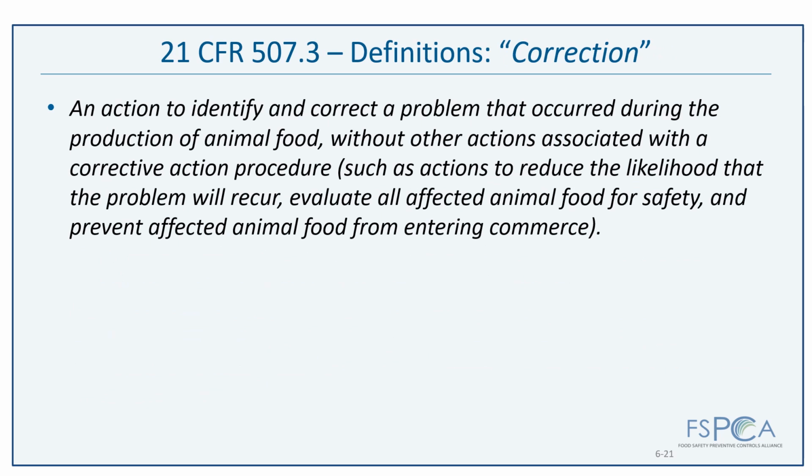So here's the definition of a correction that goes with part C of that section. An action to identify and correct a problem that occurred during the production of animal food without other actions associated with a corrective action procedure, such as actions to reduce the likelihood that the problem will occur, evaluate all affected animal food for safety, and prevent affected food from entering commerce. So this is describing a less serious situation, something that's minor and isolated, where we can still identify and correct a problem and start producing safe animal food again.